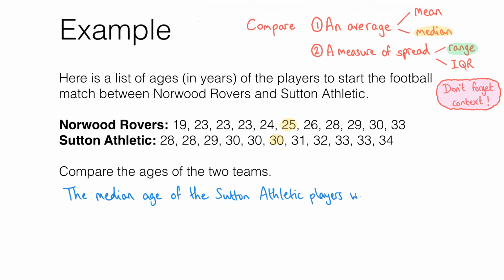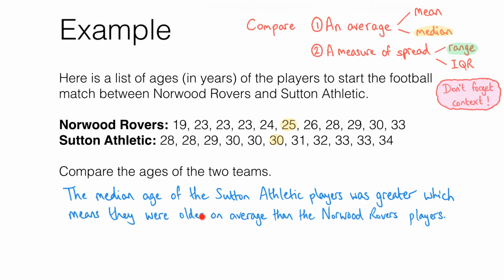In this case, we're talking about ages, so we need to say that this means they were older on average than the Norwood Rovers players. This bit here provides the context. It doesn't just tell you that Sutton have the higher median, it tells you what it means that they've got the higher median. It tells you that on average their players are older.